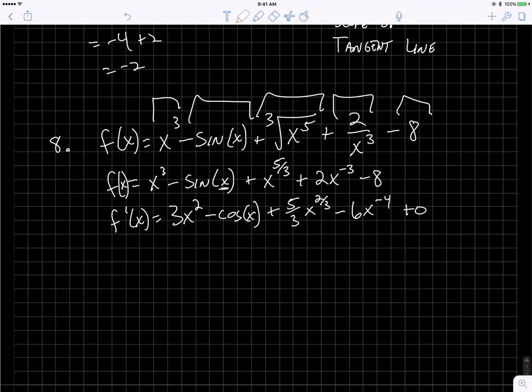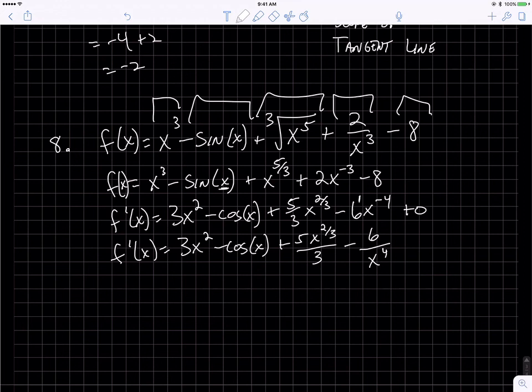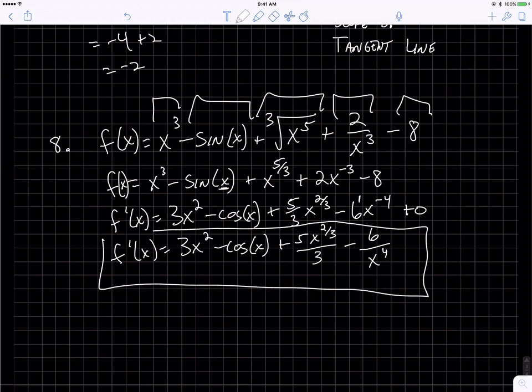I don't want any negative exponents. I can write this like this if I want. I could write it back in root form as well, but remember that because the 6 has its own exponent, it doesn't move to the bottom. And that'll do it. Thank you for watching.